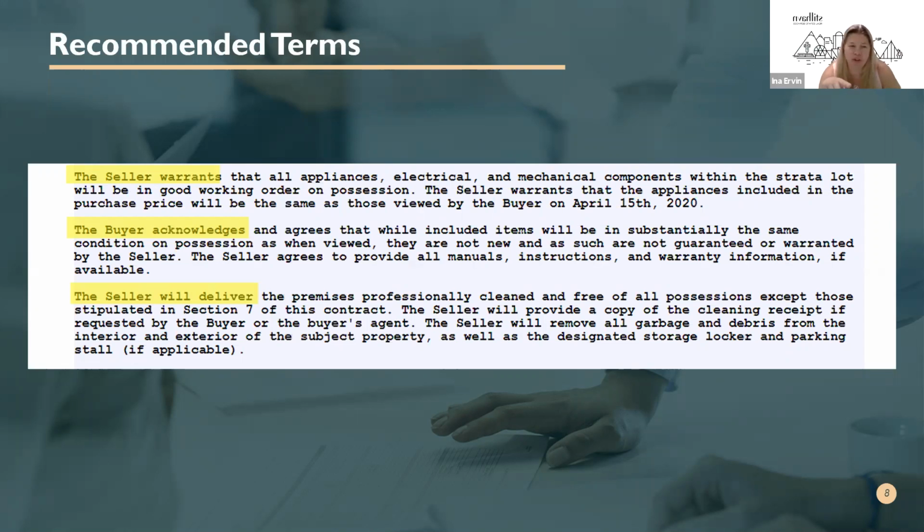I have a quick question, just going back to the middle one. You said that you had a lawyer write it. I was just wondering, is it possible to add that they are not new and as such are not guaranteed or warranted by the seller past the possession date? You can modify anything you want. I don't think that's necessarily a bad idea, but it's sort of implied. But if you want to make it crystal clear, sure, you could add that.